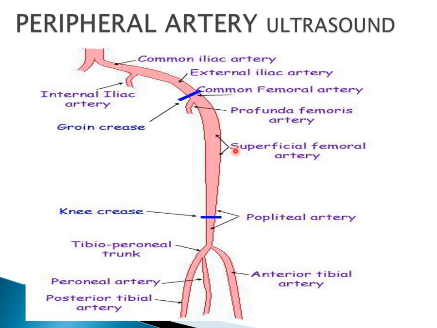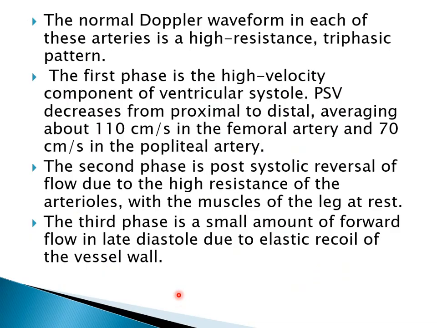Peripheral arterial ultrasound. This is the anatomy of the lower limb vessel. Common iliac, external, it will become superficial femoral, tibial and tibioperoneal triangle. It will be peroneal and posterior tibial. We all know about the anatomy. The Doppler waveform of each of these arteries, as we said, high resistant, triphasic flow. Normally, in the upper part is 110 centimeter per second, in the lower part is 70.